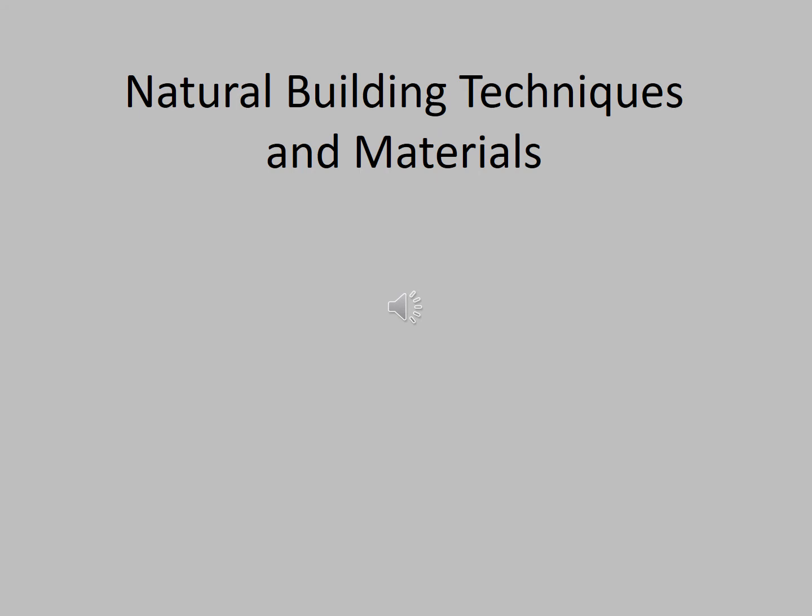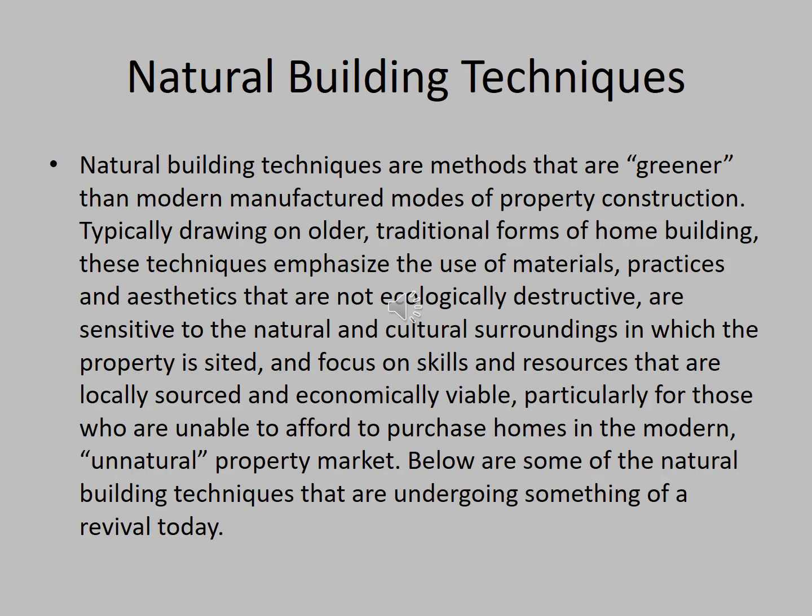This lecture is to discuss the different types of natural building techniques and materials and a little bit about their history and use. Natural building techniques are simply techniques that draw from local resources. Those are the ones that are going to be the most sustainable. For example, in the southwestern United States, we have a lot of clay, and adobe and cob homes would be the most sustainable natural technique to use.